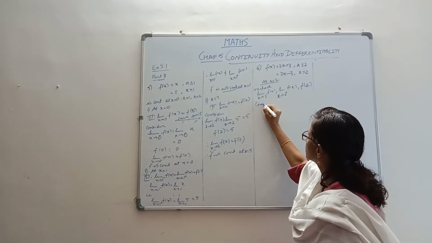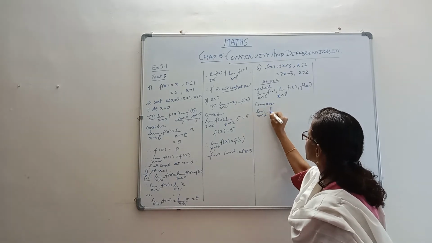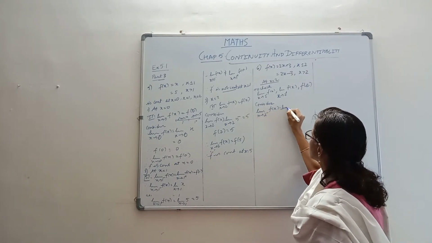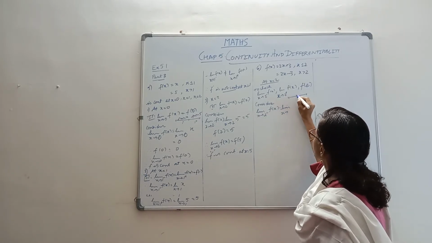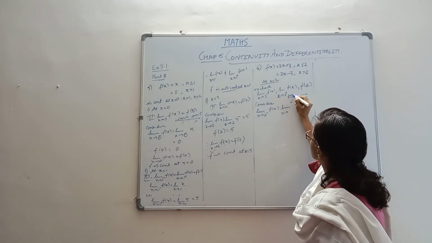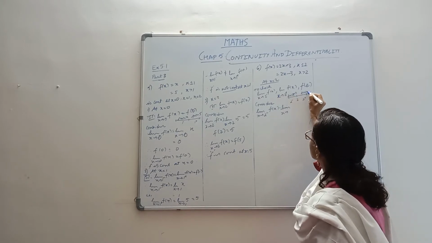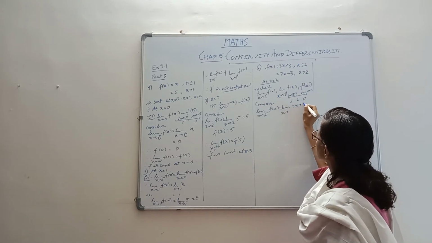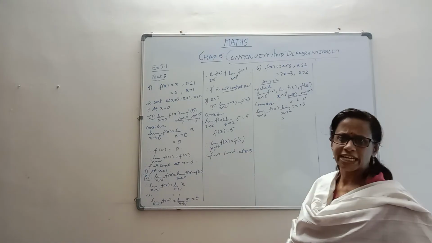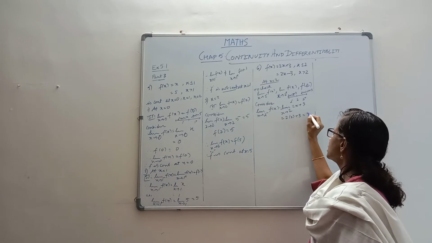So consider limit as x tends to 2 minus f of x. This also we will make that little drawing. This is 2, this is 2 minus, this is 2 plus, and here it is defined as 2x plus 3, and here it is defined as 2x minus 3. So in this area it is defined as 2x plus 3. So x tending to 2, very close to 2, so 2 into 2 plus 3, so 4 plus 3, 7.